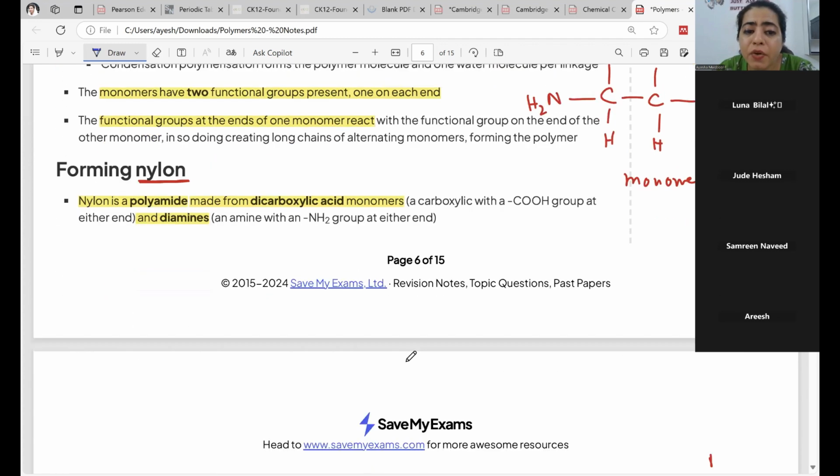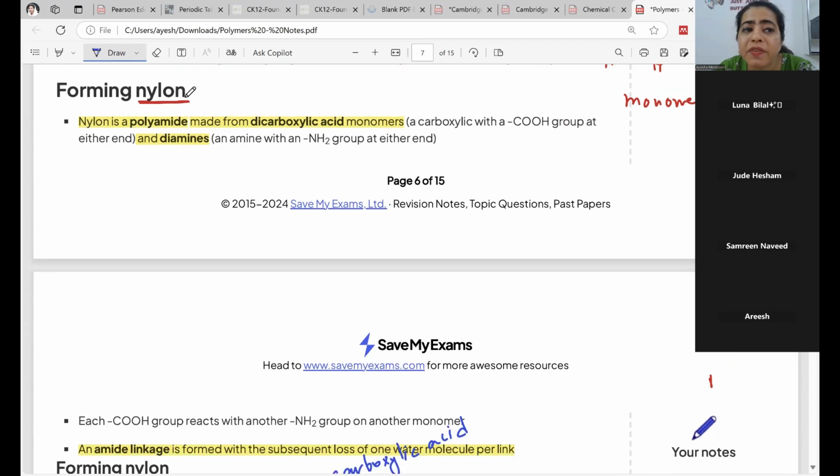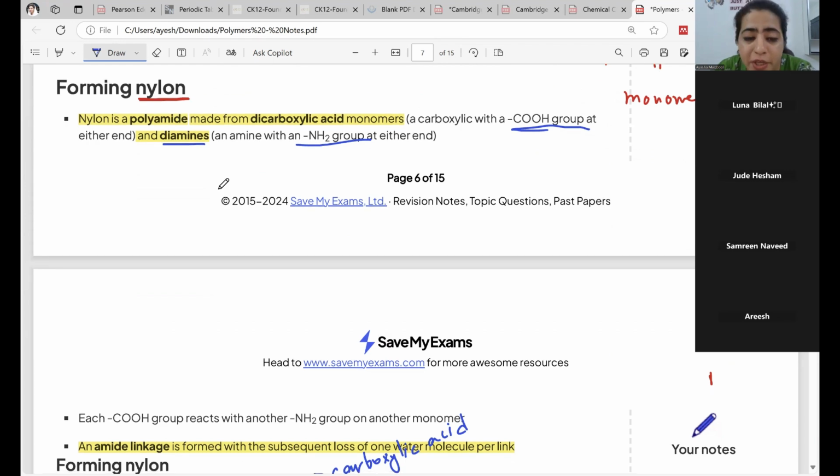So they will break some small molecules from the structure to connect together. Okay. So for nylon, what you have to remember, they can ask you in the exam, what are the monomers to make the polymer nylon? You will say we need a dicarboxylic acid monomer, which will have a COOH group on both sides, and you need a diamine as a monomer, which is going to have an NH2 group on both sides. So they can connect together and make a nylon polymer. Now, nylon polymer is a polyamide. What is a polyamide? Let me tell you.